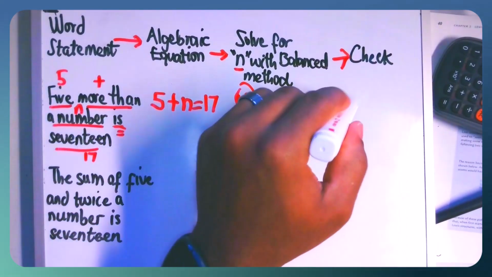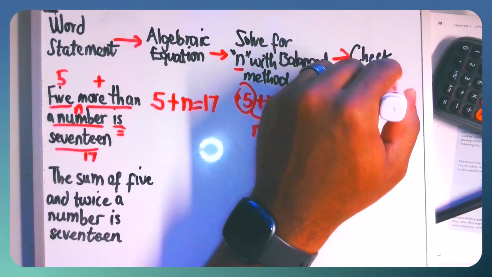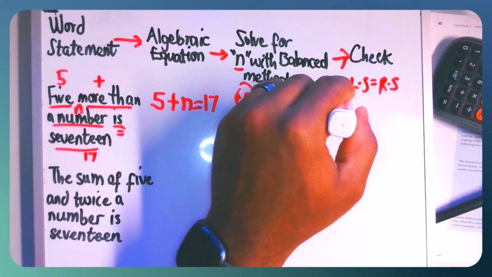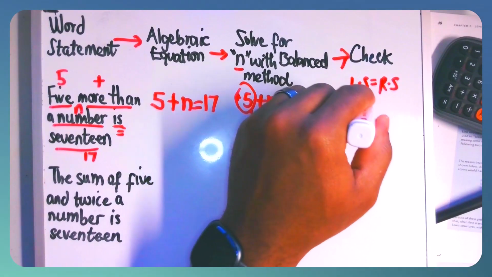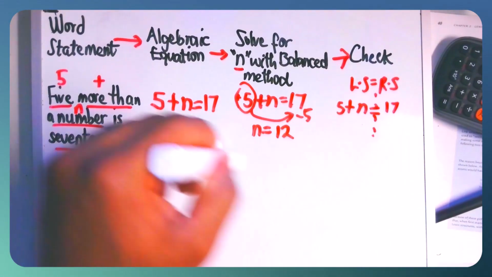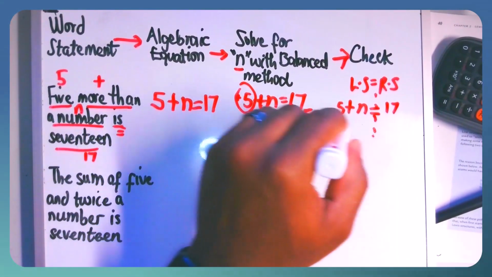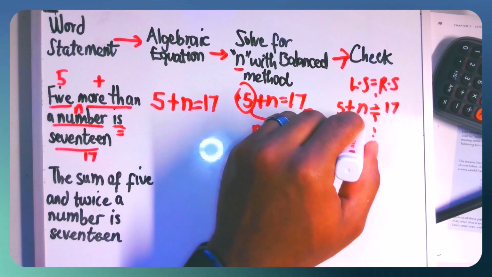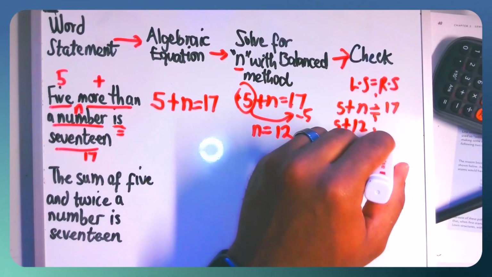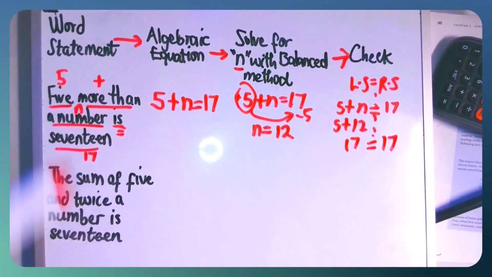Now take note that for checking, we have to see whether the left side is equal to the right side of the equation. In this case, the left side says 5 plus n, and we want to see whether this is equal to 17. Therefore, where n is equal to 12, we put 5 plus 12, and this gives us 17. Therefore, yes, this is equal to the right side, which is correct for this question.